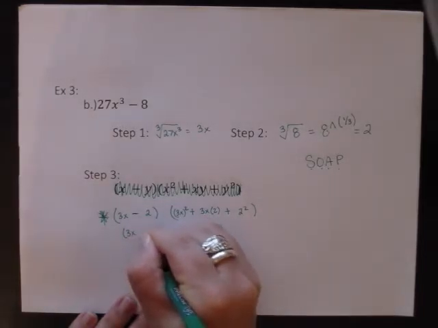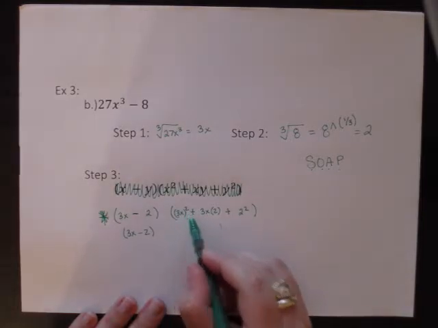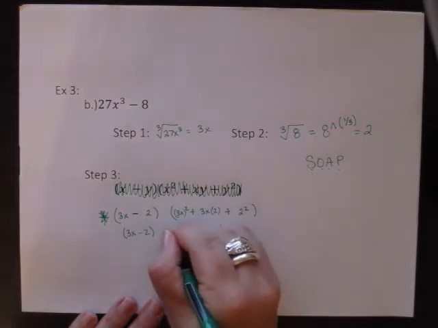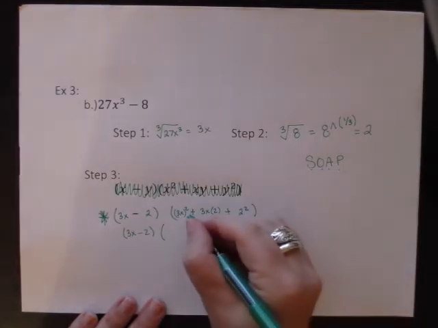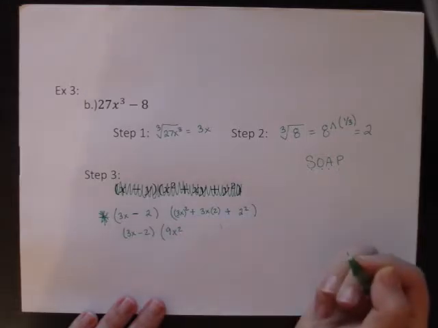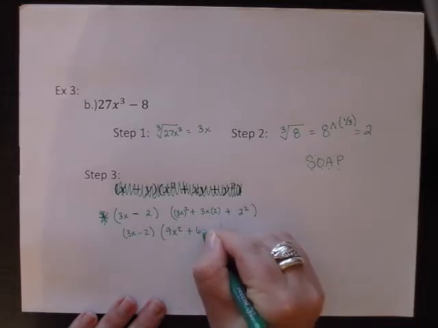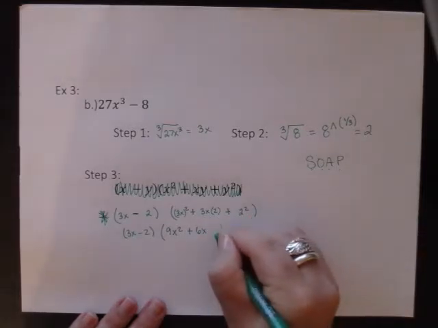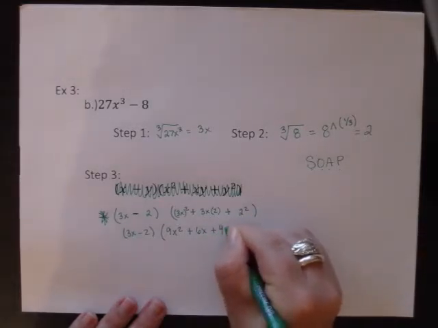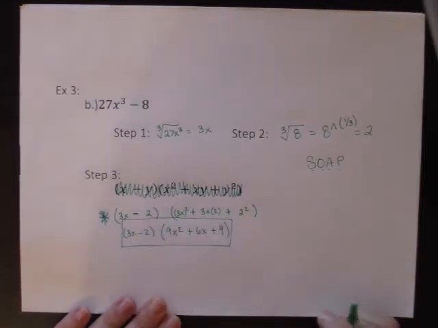So we'd go 3x minus 2. Now if I go 3x parentheses squared, what this means is this squared goes to the 3 and it goes to the x. That's where I see my most common mistake. So 3 squared is going to be 9, and then x squared. 3 times 2 is going to be 6, so I've got 6x. And 2 squared will be 4. And this right here is going to be my answer.